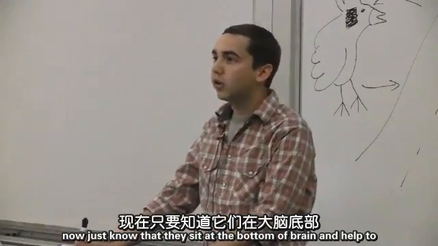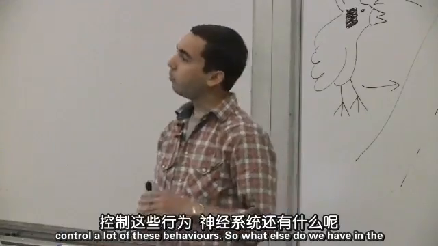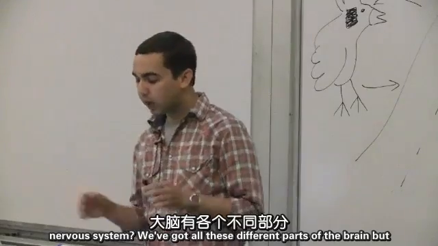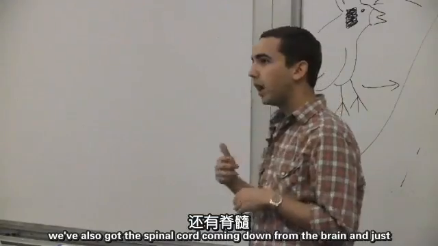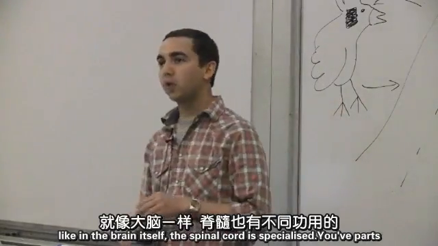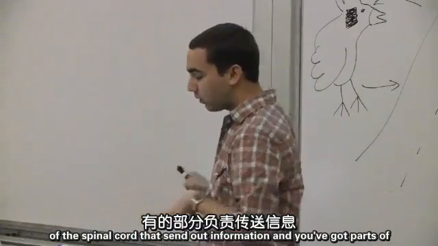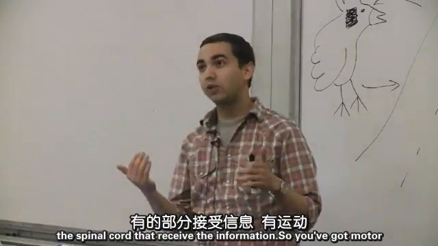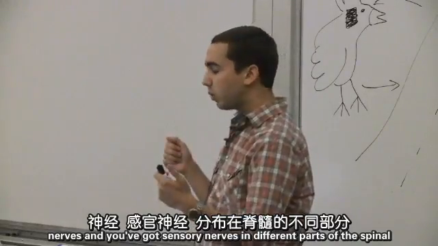For now, just know that they sit at the bottom of the brain and help control a lot of these behaviors. So what else do we have in the nervous system? We've got all these different parts of the brain, but we've also got the spinal cord coming down from the brain. And just like in the brain itself, the spinal cord is specialized. You have parts of the spinal cord that send out information, and you've got parts of the spinal cord that receive the information. So you've got motor nerves and you've got sensory nerves in different parts of the spinal cord.